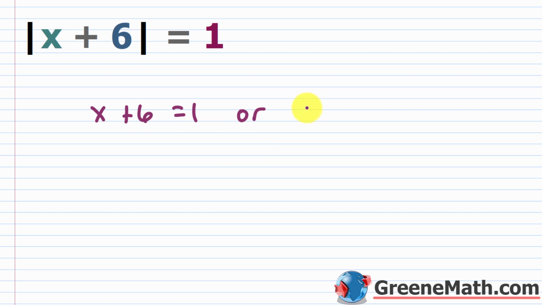So I'm just going to take that expression and put x plus 6. But now I'm going to set it equal to the negative of this number over here. So in this case, this would be negative 1. So what I want to do is solve these two equations. And let's go ahead and do that real quick.